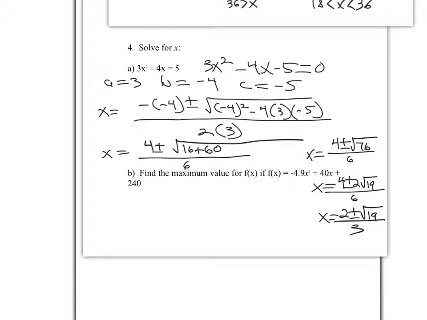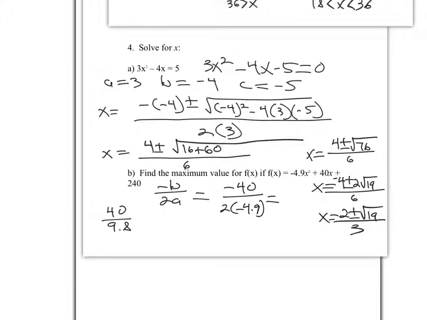Okay, problem B. Find the maximum value for f of x if f of x is equal to negative 4.9x squared plus 40x plus 240. Well, one of the things we know from the quadratic formula is that the x value of the vertex is going to be equal to negative b over 2a, which is going to give us negative 40 over 2 times negative 4.9, which is equal to negative 40 over negative 9.8, or 40 over 9.8.